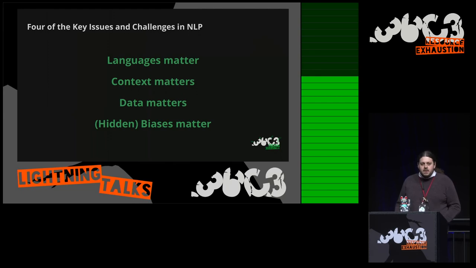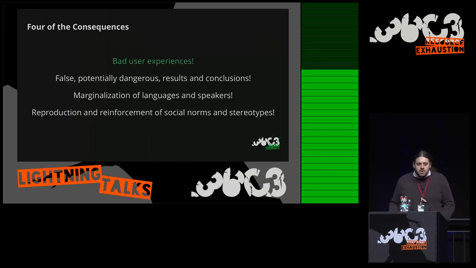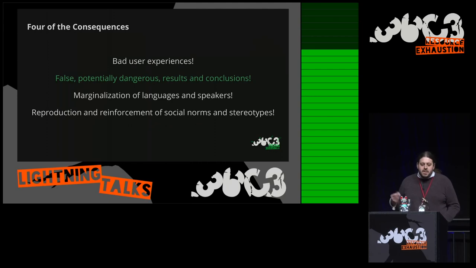So if we have all of these issues, what could be potential challenges? Well, first of all, it could be just bad user experience. You talk to your Alexa, Alexa doesn't understand you because you are not an old white man on which the data has been trained, right? That could be a case. But it could also be that these systems generate false and potentially dangerous results and conclusions. And that could be an actual problem, maybe just for business cases, but essentially also from an ethical standpoint, this could be a really big issue.